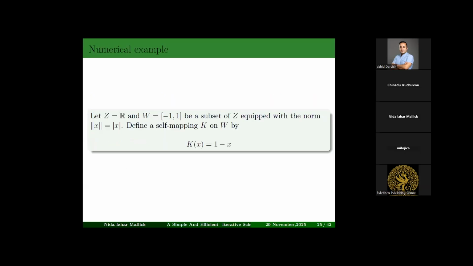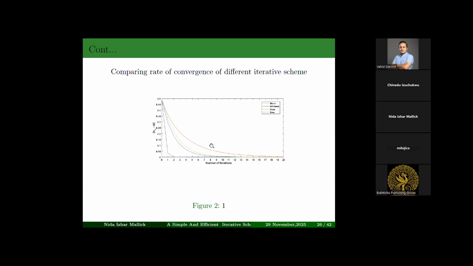Here is a numerical example, a very simple example I took, of a non-expansive mapping, and corresponding to it I applied MATLAB coding for various other iterative schemes and found that our iterative scheme converges faster than Mann, Ishikawa, and Noor iterations. Here it is also clear that our iteration converges to the fixed point at the third iteration, while others take more steps.